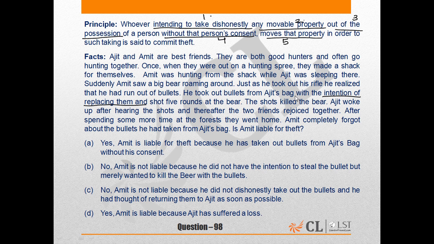The shots killed the bear. Ajit woke up after hearing the shots, and thereafter the two friends rejoiced together. After spending some more time in the forest, they went home. Amit completely forgot about the bullets he had taken from Ajit's bag. So is Amit liable for theft? The majority of the students have marked B as the option, which says no, Amit is not liable because he did not have the intention to steal the bullet, but merely wanted to kill the bear with the bullets.